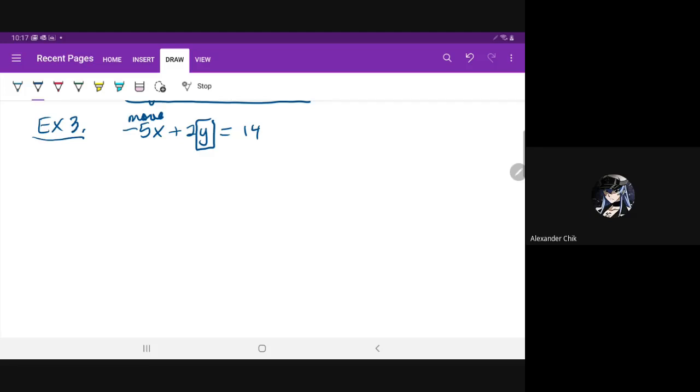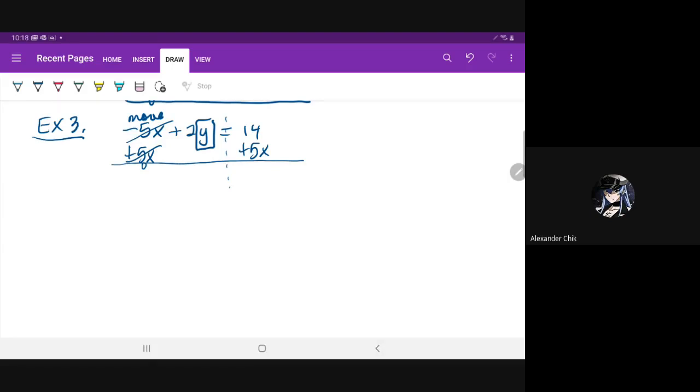Okay, so how do I move a negative 5x? I wanted to move it to the other side. So you're going to add 5x here, and then you're going to add 5x under the 14. This cancels out because it's 0, but usually we don't write it.